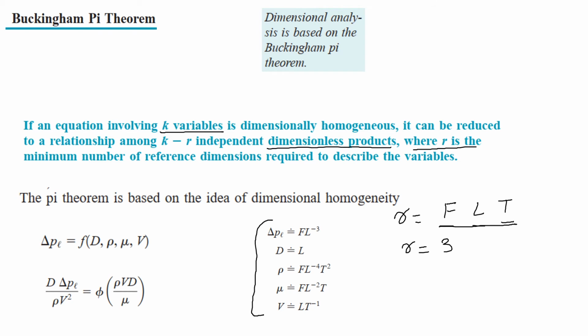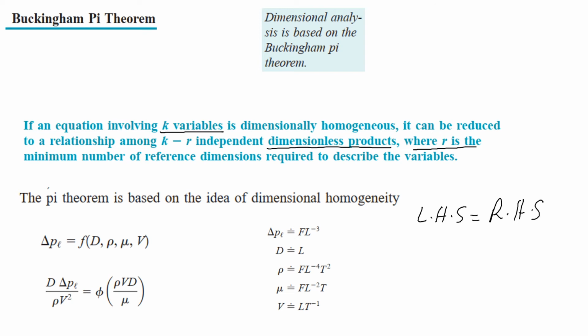Dimensional homogeneity is very basic, and we have studied this in the first chapter, if you recall, of fluid mechanics. And dimensional homogeneity states that for any equation, the left hand side of the equation must be equal to the right hand side of the equation. So this is what dimensional homogeneity states, and this is what this theorem is based on, that the left hand side of this equation must be equal to the right hand side of this equation.